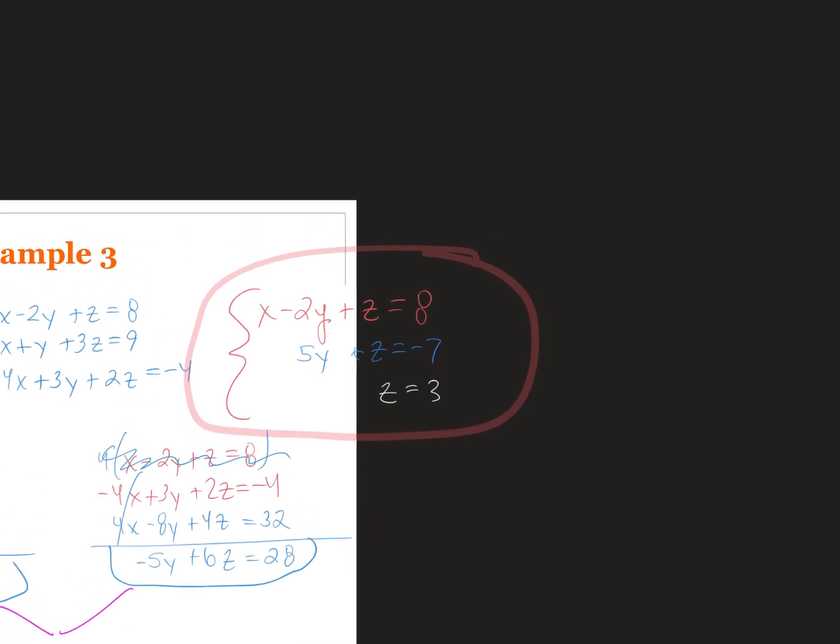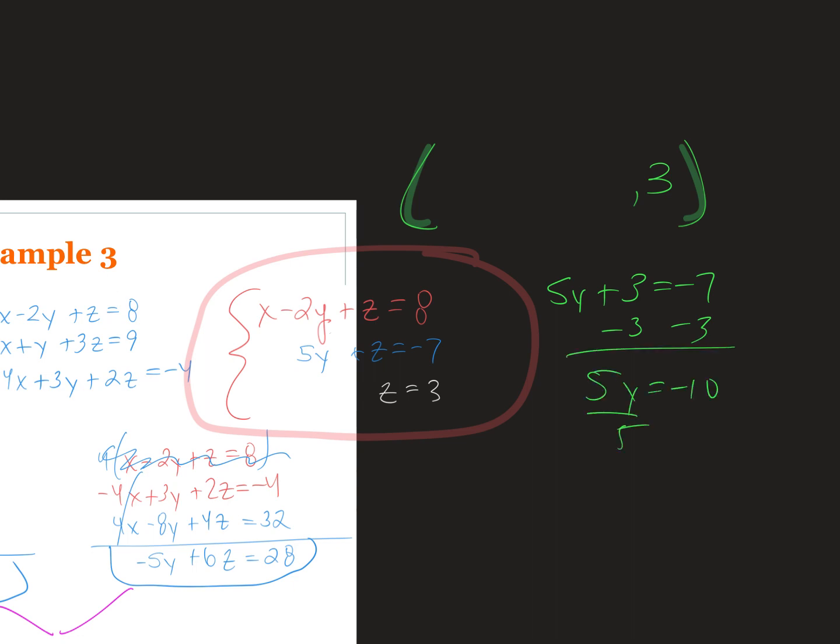So now we say, okay, well, let's figure out what everything is. If I know that my ordered triple, I know that z is 3, so let's work backwards. So I have 5y plus 3 equals negative 7. Subtract 3 from both sides. 5y equals negative 10. Divide by 5. What's y equal? Negative 2. Okay, so now I know what y is.